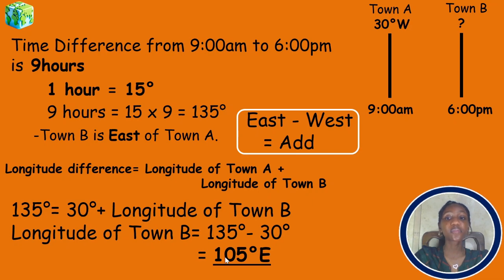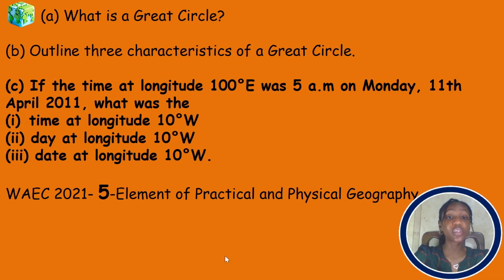If the time at longitude 100 degrees east was 5 AM on Monday, 11th April 2011, what is I, the time at longitude 10 degrees west, II, the day at longitude 10 degrees west, and III, the date at longitude 10 degrees west? Now, don't mind the examiners trying to scare you in question C by making it look as if they're asking for plenty of things. There's nothing special in calculating the day and the date. In fact, they are not difficult to get.